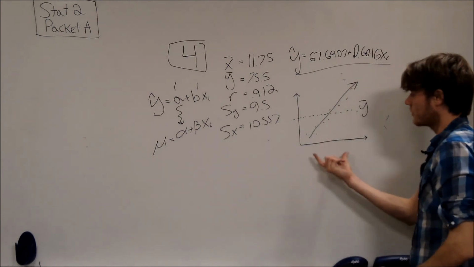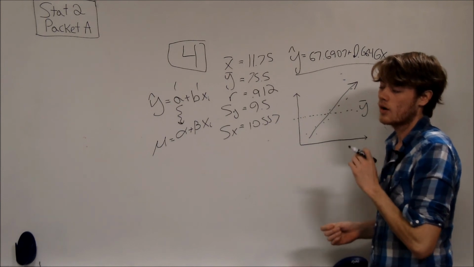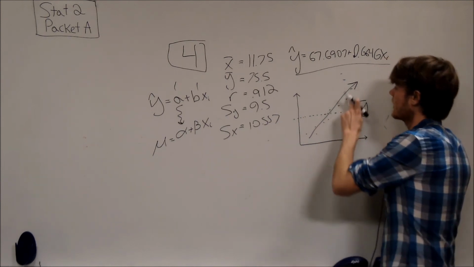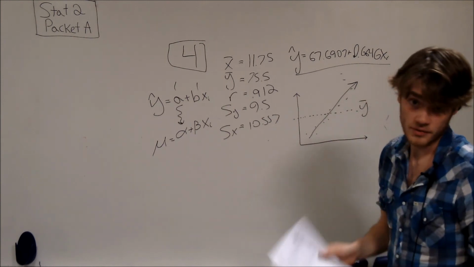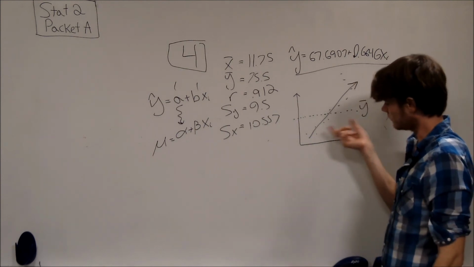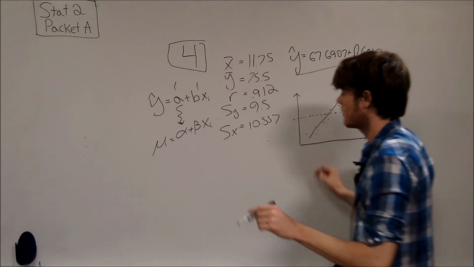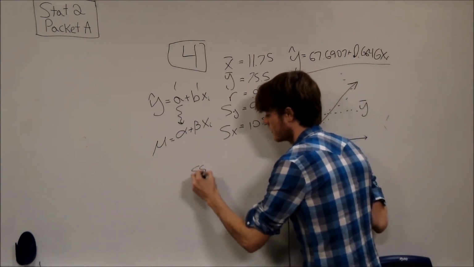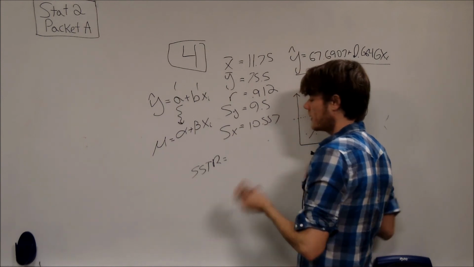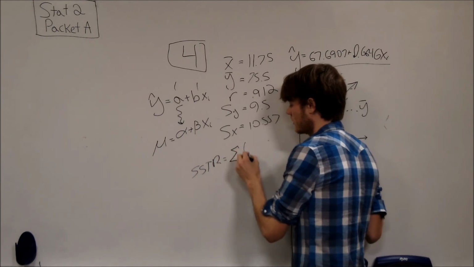And what the Anova is doing is telling us which line better predicts these data points, or better predicts the data points that we're given, okay? And the way we do that is by making a ratio of the amount of variation.